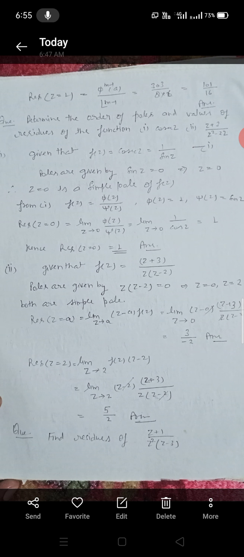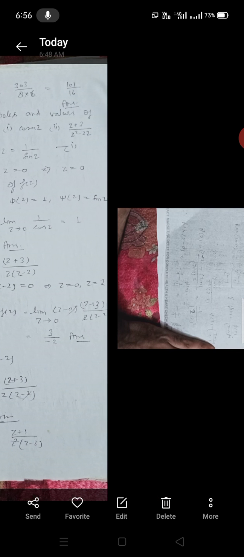Again find the residue of (z plus 1) upon z square (z minus 3). Given that z square (z minus 3) is equal to 0, so poles are z is equal to 0, a pole of order 2, and z is equal to 3 is a simple pole. Now residue at z is equal to a is equal to limit z tends to a (z minus a) f(z), that is limit z tends to 3 (z minus 3)(z plus 1) upon (z minus 3) z square. So answer is 4 by 9.